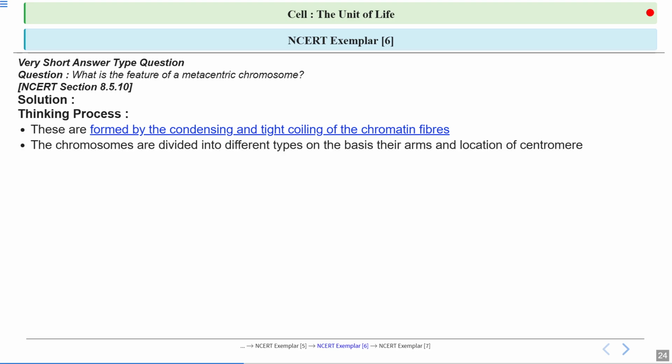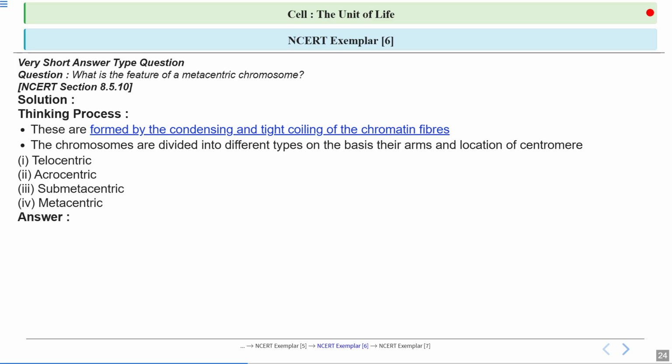The chromosomes are divided into different types on the basis of the arms and the location of the centromere. Very, very important: where the centromere is present and what the size of the arms is. This is considered for naming a chromosome. We have telocentric, acrocentric, submetacentric, and metacentric.